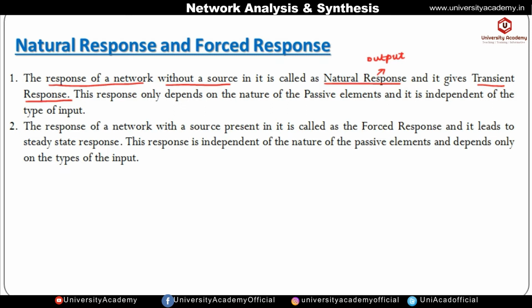This response, that is the transient response or the natural response, only depends on the nature of the passive elements. It means the natural response depends on the type of element, that is, it depends on the values of passive elements, that is resistor, inductor and capacitor. So natural response depends on these elements and it is independent of the type of input, because the natural response is obtained when the input is not connected. Okay, so it is independent of the input.